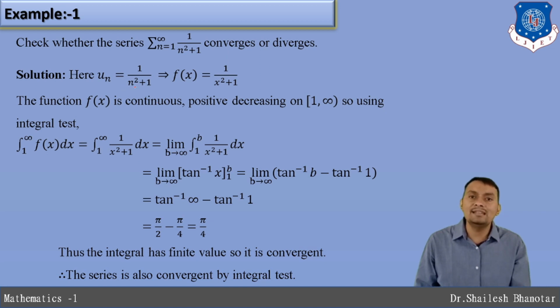So here un is 1 divided by n squared plus 1, but for simplicity I will assume that f of x is 1 divided by x squared plus 1, and this is clearly a continuous function, with summation starting from 1 to infinity. That means the function must be continuous and decreasing. But how can we say that it is decreasing? This is the first condition.